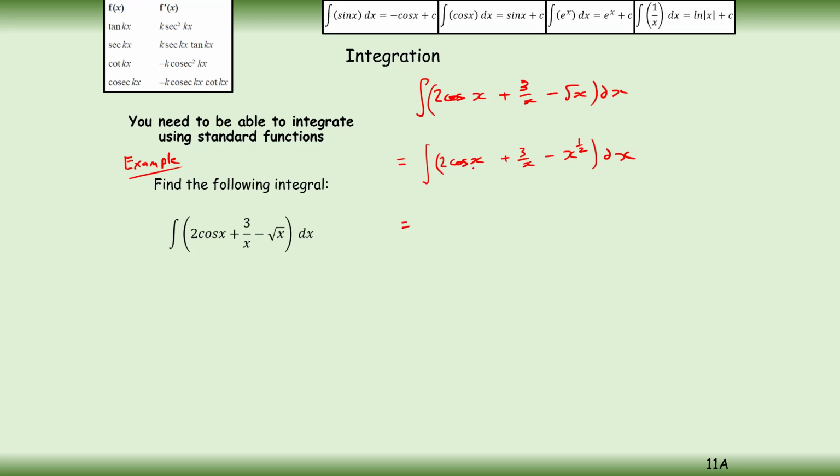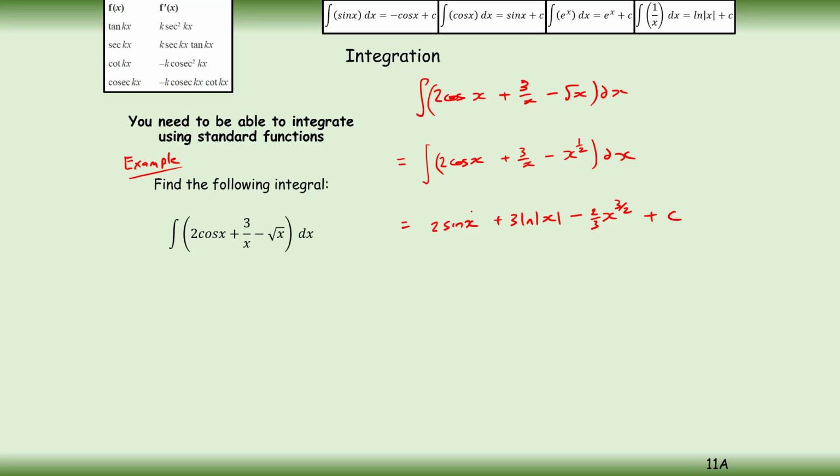So 2 cos x is going to give me 2 sine x, plus 3 over x is going to give me 3 log modulus of x, minus, I need to add 1 to the power and then divide by that. So adding 1 gives me 3 over 2, and dividing by 3 over 2, I write the reciprocal, which is 2 over 3, x to the power of 3 over 2. And we must never forget our constant term.